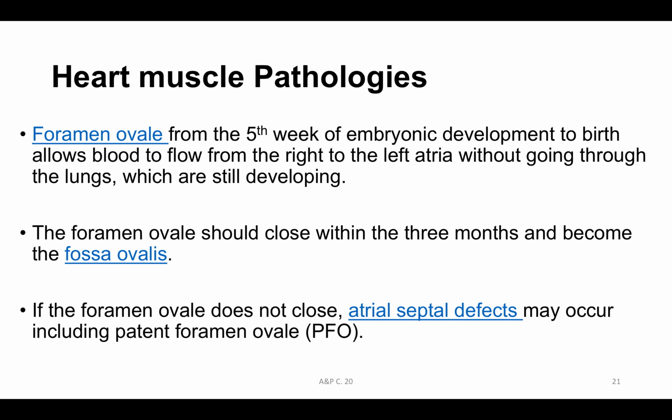Some heart pathologies we talked about: you have your foramen ovale, which, when you're a fetus and developing, is a hole that lets blood flow from your right atrium to your left atrium without going to your lungs, because your lungs are still developing, so we need the blood to mix so our body as a fetus gets the oxygen it needs. Around 3 months, the foramen ovale is going to close up and is called the fossa ovalis. If this foramen ovale does not close, it can cause serious heart defects within the child.